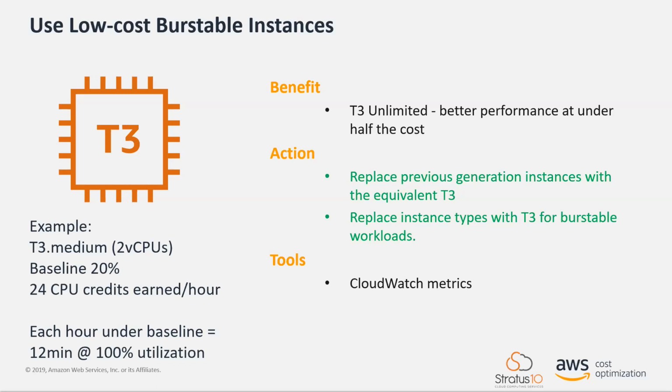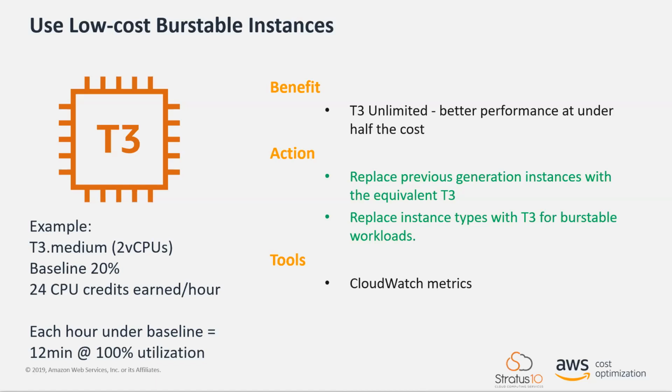Generally, if the average CPU utilization is lower than the baseline over a 24-hour period, the hourly price automatically covers all spikes in usage. But if there are situations where your CPU usage spikes for a prolonged period over the amount of credits accrued, the T3 Unlimited option will continue to burst, but you are charged 5% or 5 cents for every vCPU hour used.